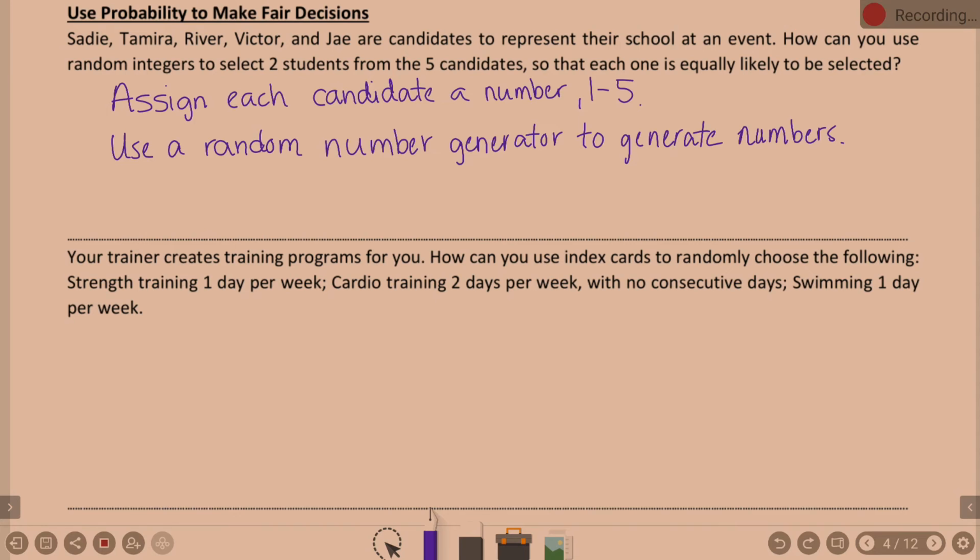I have an idea. Okay, what's your idea? Put it in a hat. Put what in a hat? The index cards. What's on the index cards? The training days. As in, what do you? Strength, cardio, swimming. So like you say Monday and then you pick out one. Yeah. And that's gonna be Monday.